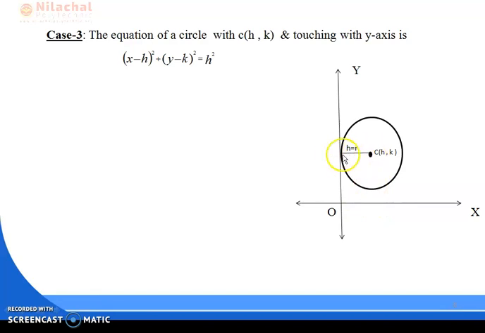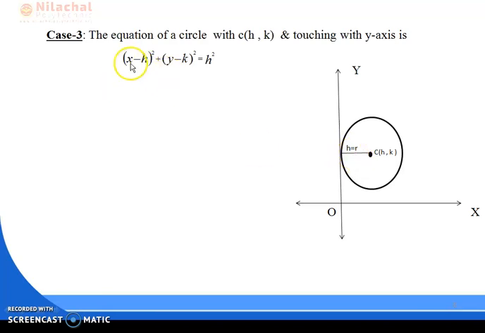So this horizontal distance is called the h distance. The vertical distance must be k. Then we get the coordinate. By the definition we know that this is the radius, but by the graphical rule we know that this horizontal distance must be h. So we conclude that h equals r, or r equals h.